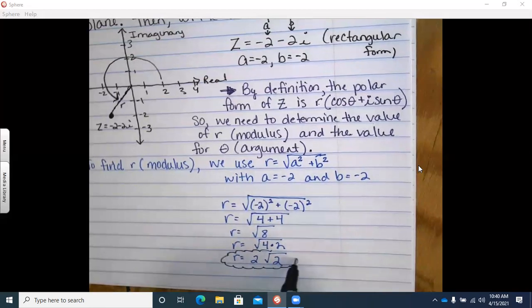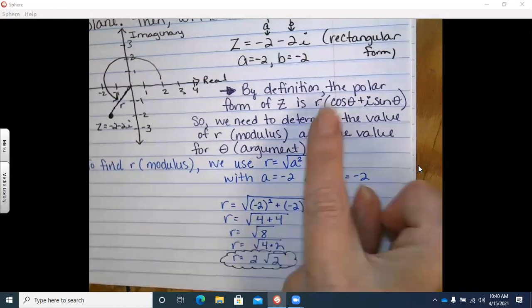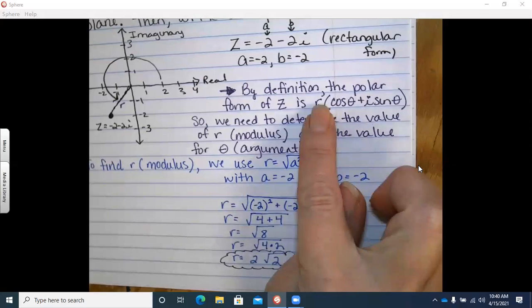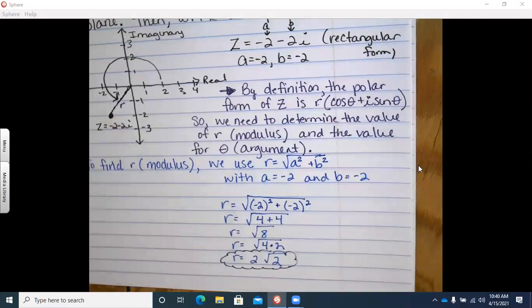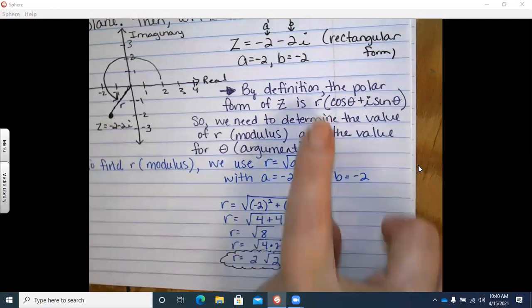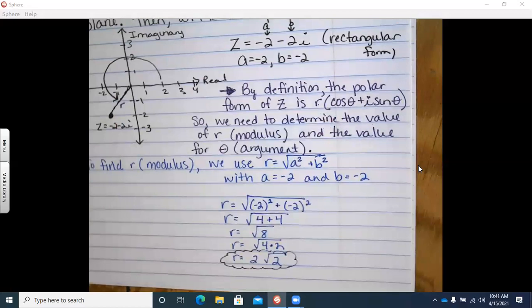So for polar form, we needed to know R, right? We found that. Now we have to figure out what the cosine of this point right here is and what the sine of this point right here is. That's the next thing we're going to do. We've already found the R, so we found the first part, the modulus. Everybody cool with that? All right, I am at the bottom of my paper, so I'm going to continue this on the next page.